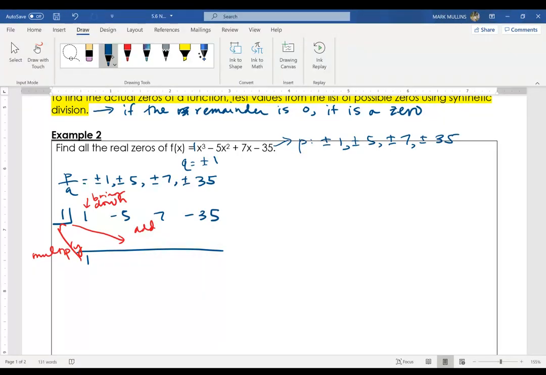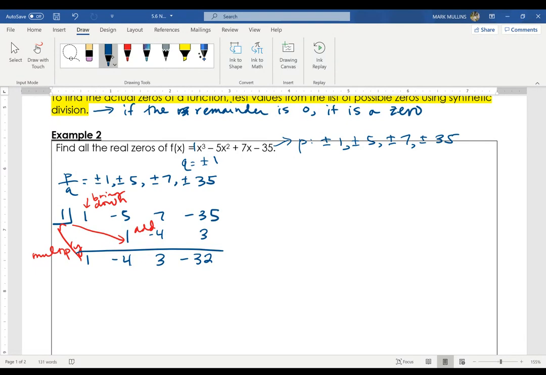So 1 times 1 is 1. Negative 5 plus 1 is negative 4. Negative 4 times 1 is negative 4. Add, I get 3. 3 times 1 is 3. I add, and I get a negative 32. So this is definitely not a 0.